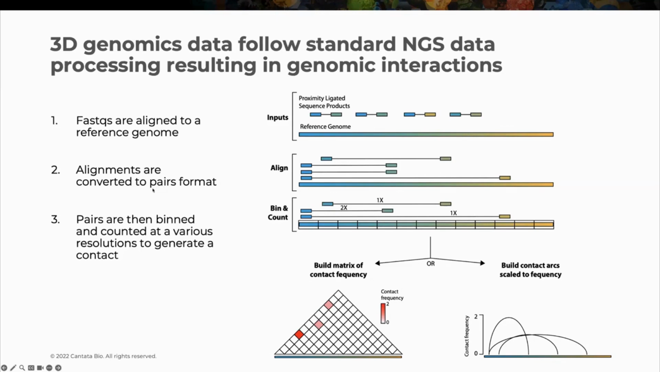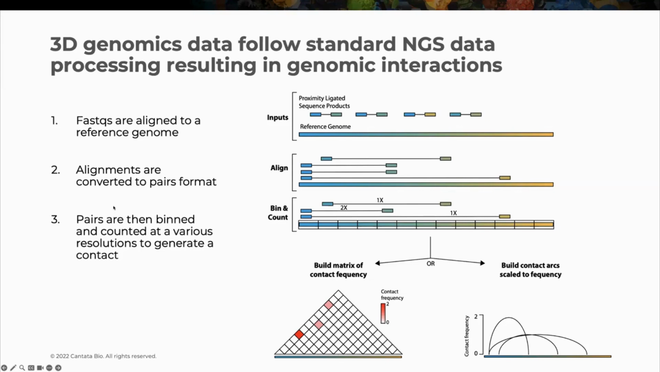is that now we have to consider which of these chimeric reads represent valid ligation pairs. So we have a new format that really captures the chimeric nature of the molecule. It's called the pairs format.